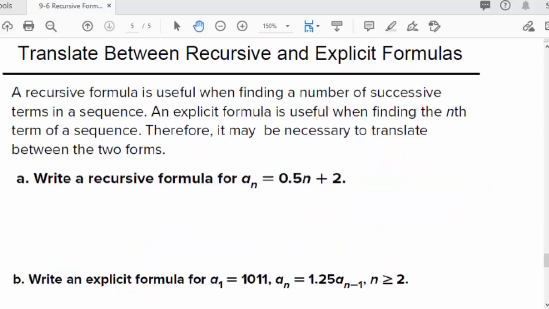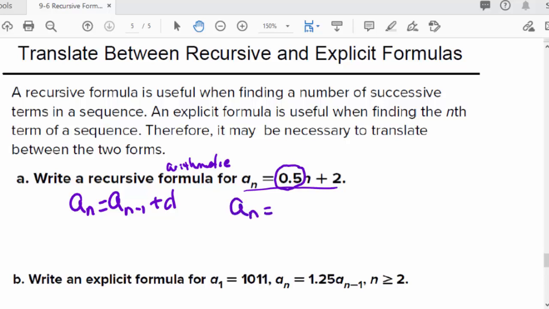And our last example wants us to translate between recursive and explicit formulas. So the first one, they give us an explicit formula. This is actually arithmetic. The reason I could tell is because it looks like a linear equation, and linear equations are arithmetic. So write a recursive formula. For the recursive formula, the only thing we need to figure out is the common difference. Well, the common difference, as we found out in a previous lesson, is the slope. So all I have to do is write my d as 0.5. So the recursive formula here is a sub n equals a sub n minus 1 plus 0.5. And that's our recursive formula.